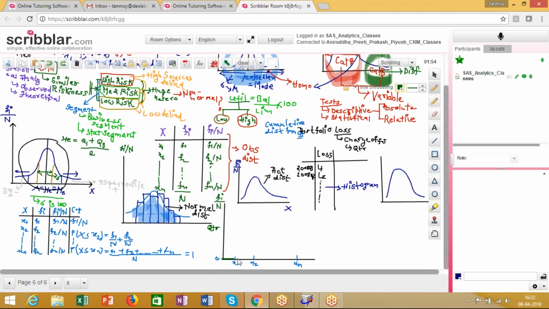Now, what is the probability that x will have a value less than or equal to x2? It is nothing but the probability of x1 plus the probability of x2. Therefore, there will be a discontinuous part, and we'll have this value. Between x1 and x2, this is the probability of getting an x less than or equal to x2. Similarly, for x3 again there would be a discontinuous portion over here, and between x2 and x3 will be another value. Like this, it will go up.